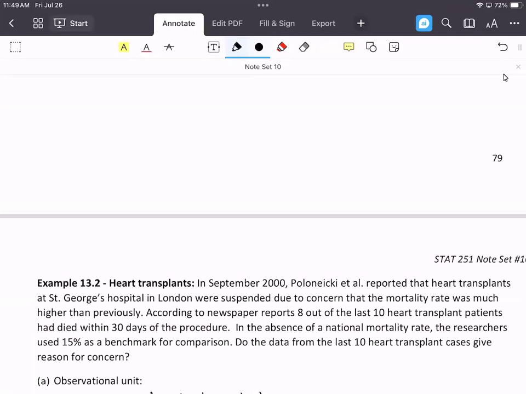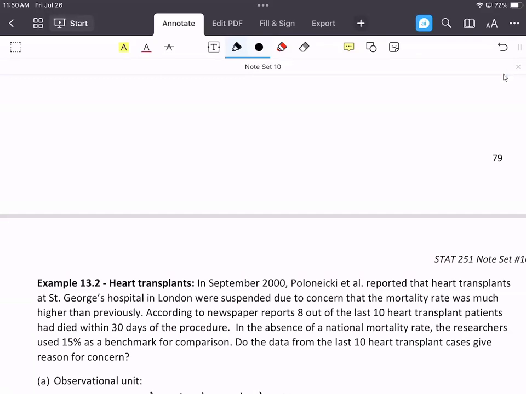Do the data from the last 10 heart transplant cases give reason for concern? Well, given that the mortality rate was 80% compared to a benchmark of 15%, my gut is, yeah, there's a problem. But that's not statistically speaking. Maybe it's actually not as big of a problem. Maybe 80% isn't that unusual compared to the 15%. So that's why we're going to get started here with this set of data.